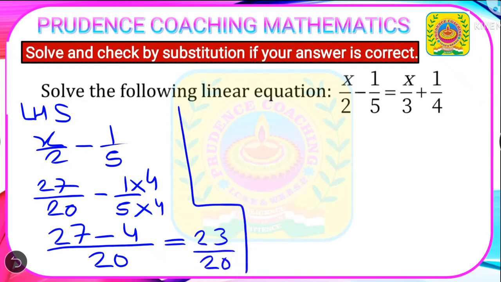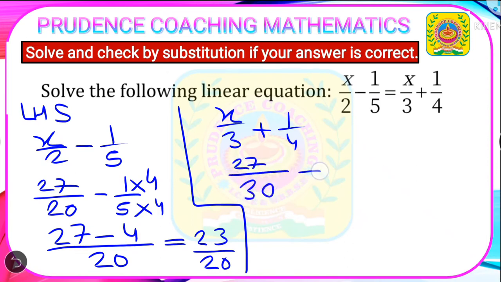Now we will solve the RHS, that is x by 3 plus 1 by 4. Now we need to put the value of x here. The value of x, as we have calculated, is 27 by 10, 10 into 3 will give you 30, plus 1 by 4. As we know, the LCM of 30 and 4 will give us 60. If you don't know how to calculate LCM, then I have already uploaded a video. Go through that particular video to get a clear concept.